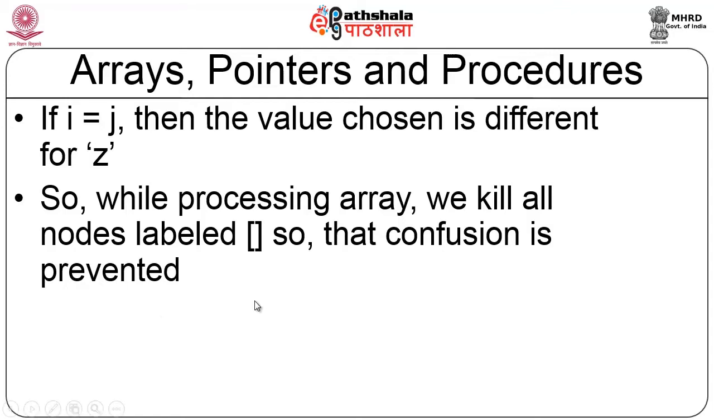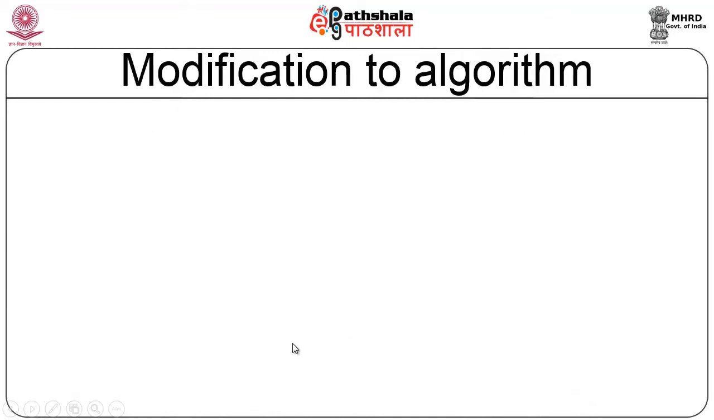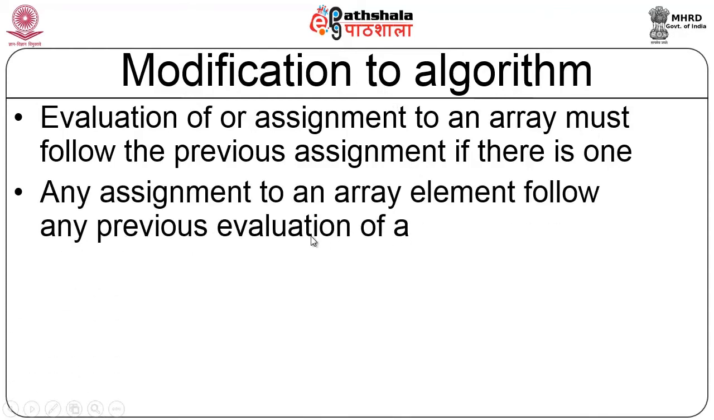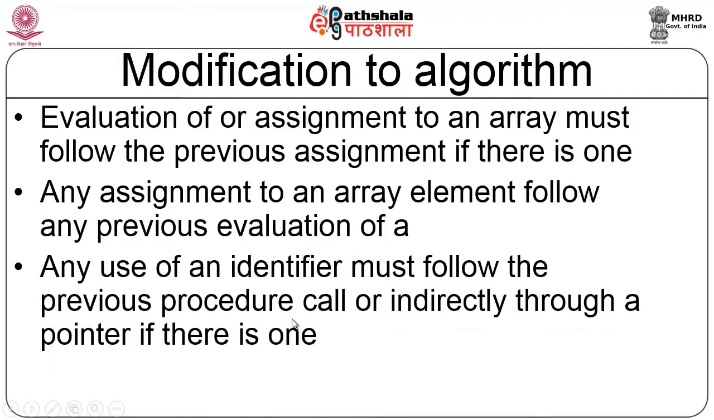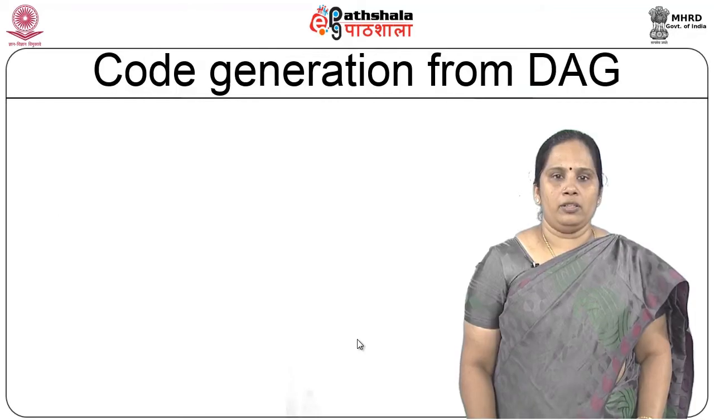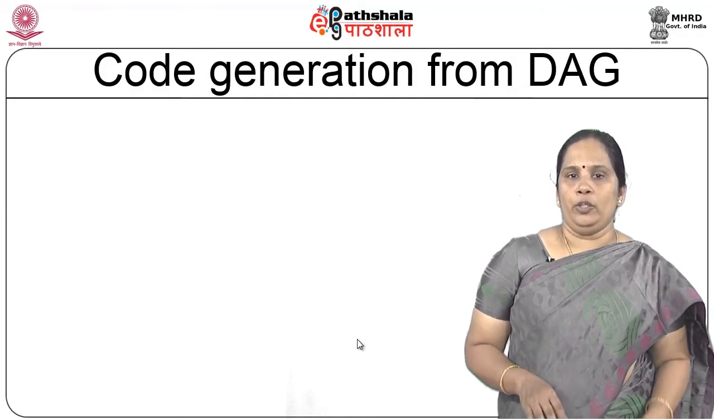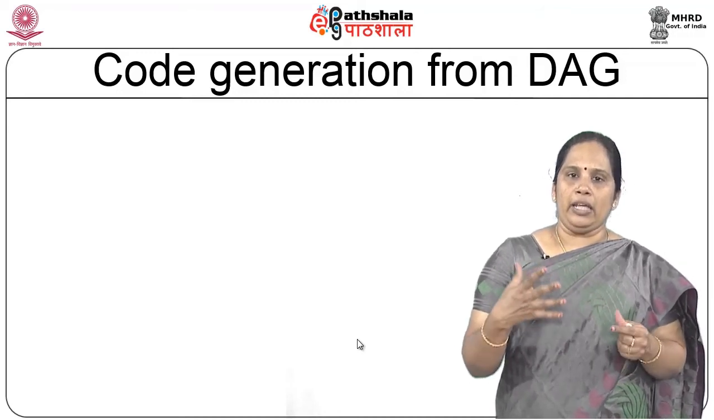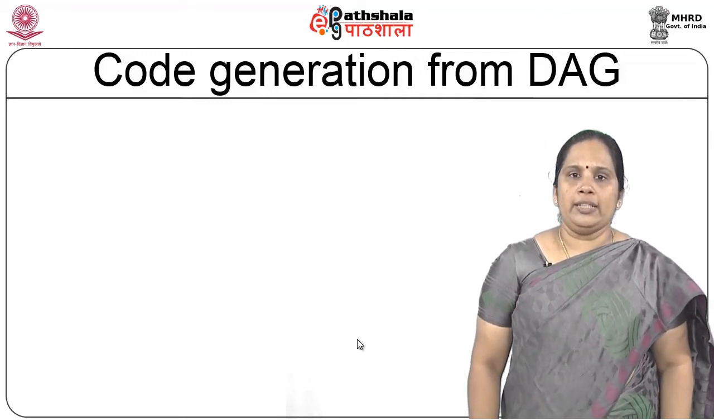So this is what we basically use to avoid this. Similar scenarios are also adopted for pointers and procedures, and therefore you have to look at some modifications to the DAG construction algorithm, as evaluation of or assignment to an array must follow the previous assignment if there is one. This is one alteration, and any assignment to an array element must follow any previous evaluation of A, and any use of an identifier must follow the previous procedure call or indirect assignment through a pointer if there is one. So this is one more addition, and the last one is any procedure call or indirect assignment through a pointer must follow all previous evaluations of any identifier. So these four techniques are basically used so that the correct value gets assigned to the correct variable, and the DAG doesn't have any ambiguity in its representation.